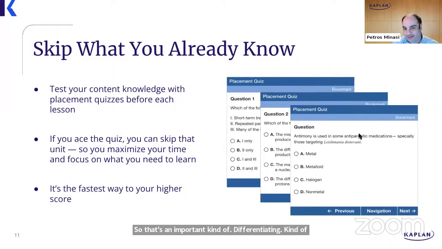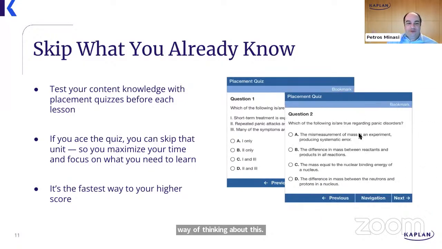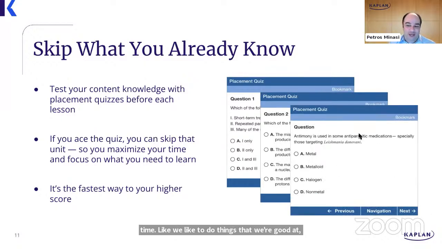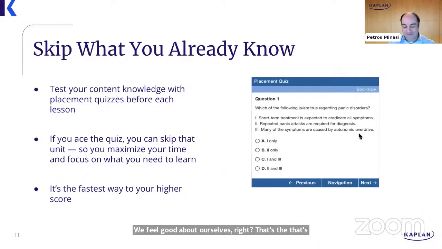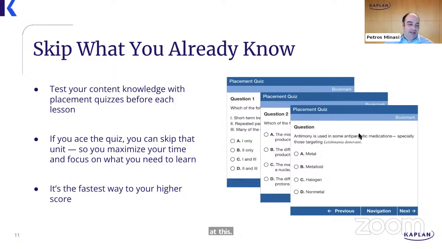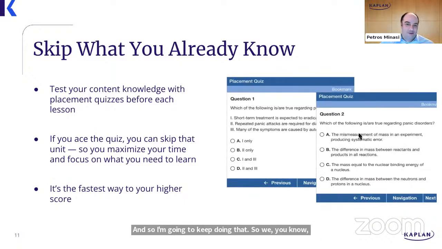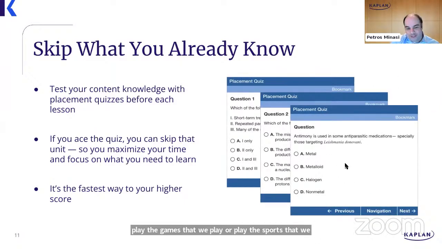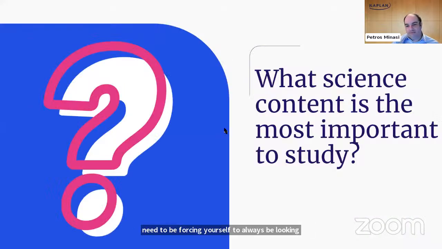We like to do things, and I say this to myself all the time, that we're good at. Because when we do things that we're good at, who would agree with me? You can put this in the chat. If we do things that we're good at, we feel good about ourselves. That's the reality: we think, I'm awesome at this, so I'm going to keep doing that. That's why we play the games we play, or the sports we play, or major in the things we major in, because we're good at those things, and that's fine. But for the MCAT, to improve your score, you need to force yourself to always look at things from the perspective of the bigger picture of what the overall score is going to look like.